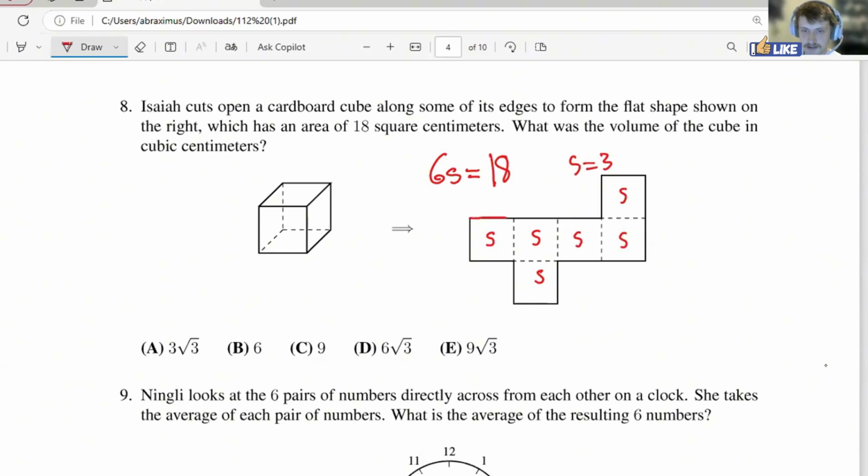That means that the side length of one of these squares is the square root of 3. So this is square root of 3, this is square root of 3, this is square root of 3. And the volume of a cube is just what we get when we multiply all its side lengths together, which would give us 3 times the square root of 3.